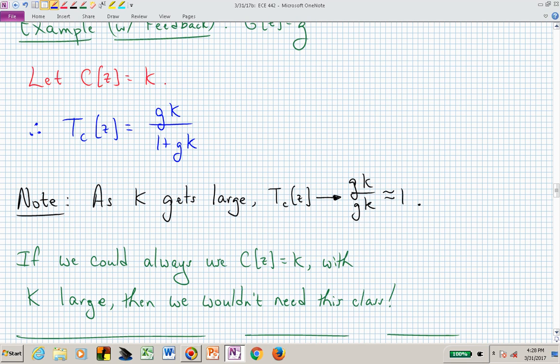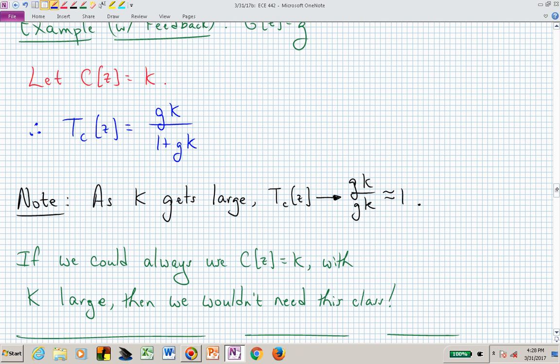Now, that seems to convince us, great, now we can use output feedback. Well, if that's the case, then why do we need this class if we could always just put a very large gain K into the controller in this feedback configuration and be assured that the output would always track the input? So there's obviously something more to consider or worry about than just selecting a controller to be some large gain value.